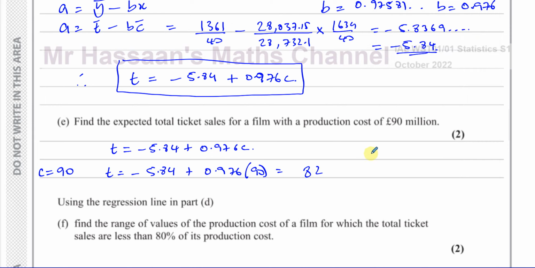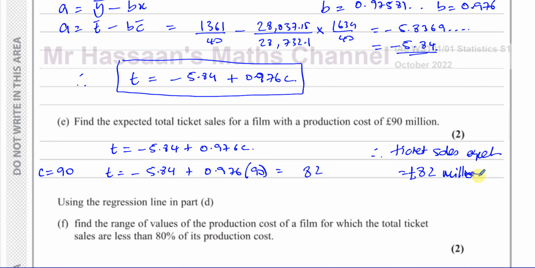So this is the value of T. Therefore the expected ticket sales is equal to 82 million pounds. So don't just put T equals 82. They want the total expected ticket sales, so you have to mention that it's 82 million pounds because the T is in millions. So don't just put 82, put 82 million pounds.